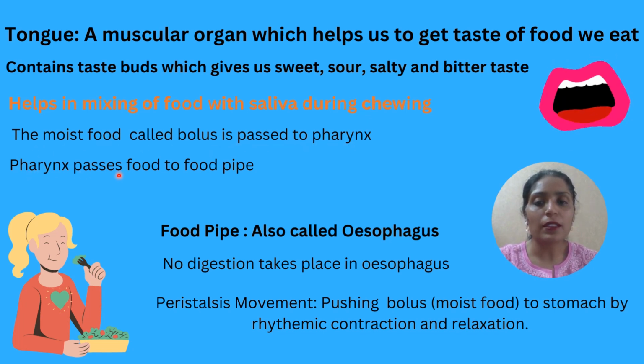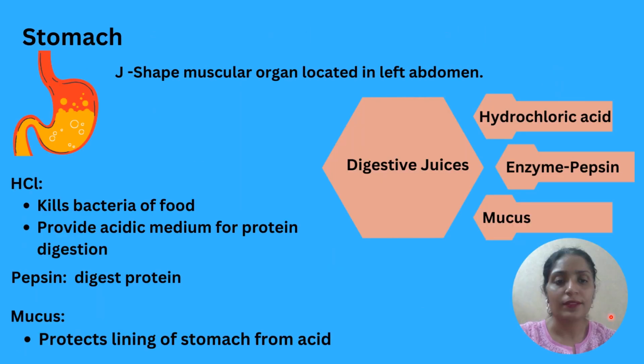Pharynx finally passes the food to the food pipe. We call food pipe as esophagus. Esophagus is a tube-like structure that connects the mouth and the stomach. It moves the food with the help of peristalsis movement, which is rhythmic contraction and relaxation of esophagus muscles. Now the food has reached the stomach.